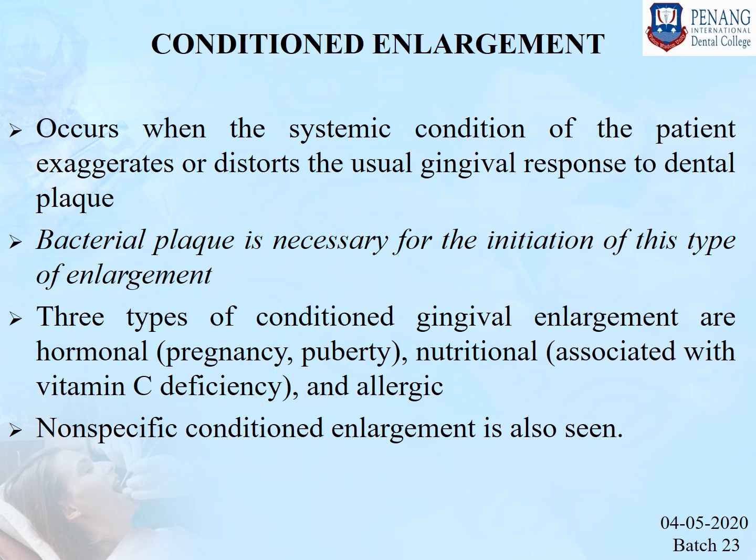Then comes conditional enlargement. This type of enlargement occurs when the systemic condition of the patient exaggerates or distorts the usual gingival response to dental plaque. Bacterial plaque is necessary for this type of enlargement initiation. Three types of conditional gingival enlargement are there. First one is hormonal, which can be seen during pregnancy or puberty. Second is nutritional, which is mainly associated with vitamin C deficiency, and allergic. And there is also non-specific conditional enlargement.